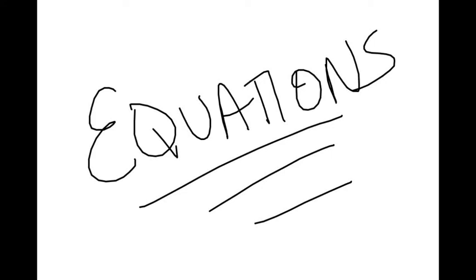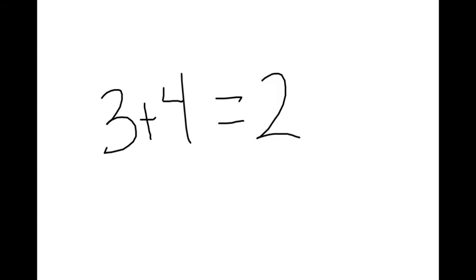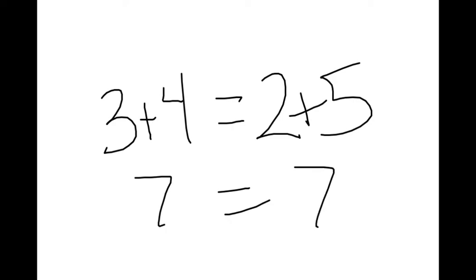All right, so today we are going to talk about equations. Well, what makes something an equation? Well, you need an equal sign, and then on either side of it, you're going to have equivalent expressions. So I might have 3 plus 4 is equal to 2 plus 5. They're equivalent because 3 plus 4 is 7, and 2 plus 5 is 7. So 7 equals 7 is even an equation. It just doesn't really make sense.